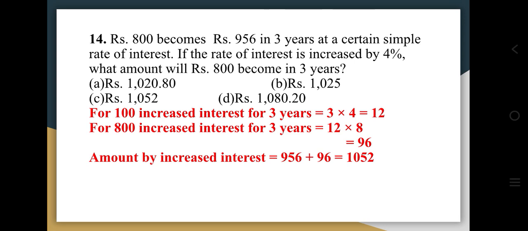So it is not necessary to find the original interest rate and then increase the interest rate by 4%, then calculate the interest and then the amount. Since the interest is increased by 4%, it is enough to calculate how much interest will be increased for 800.